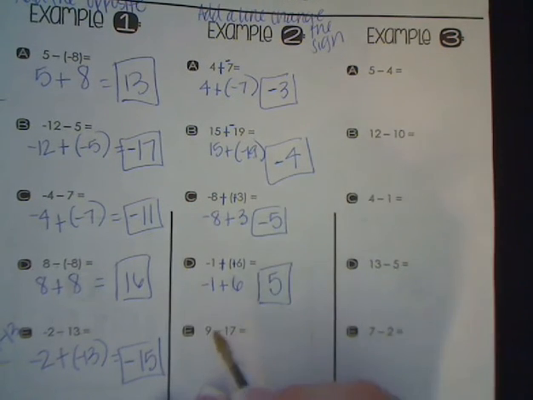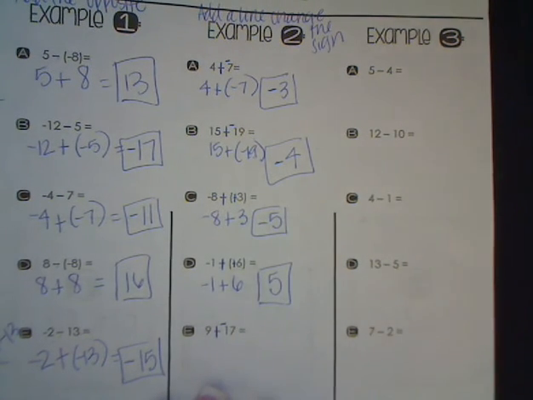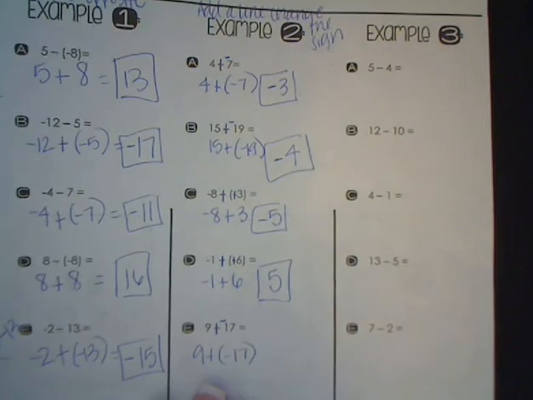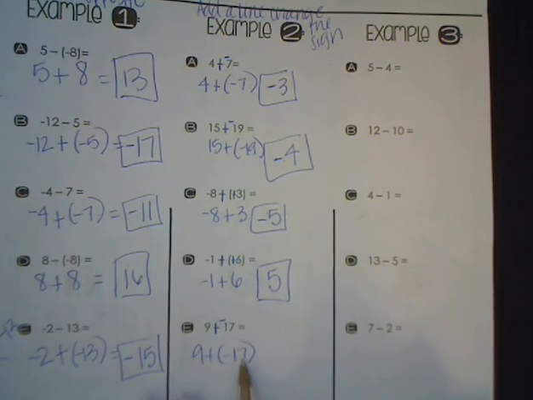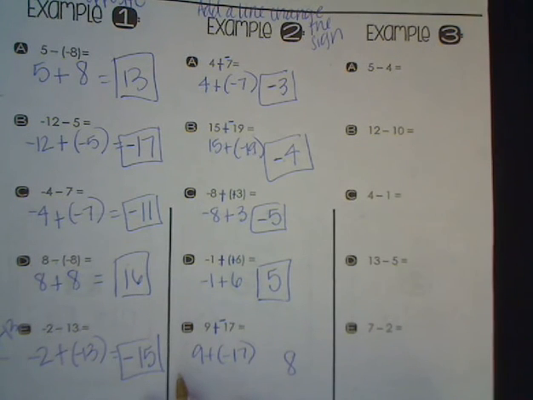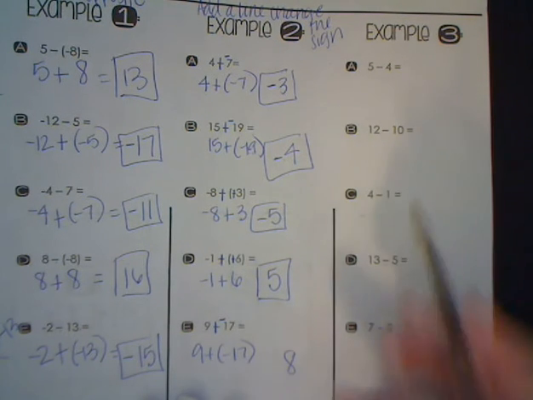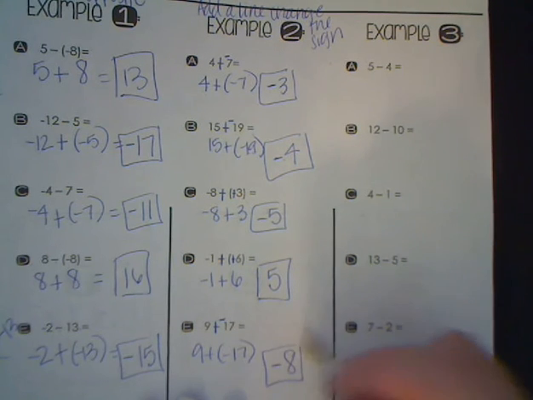Letter E, add a line, change the sign. Okay, so now I've got 9 plus negative 17. Well, my signs are different, positive and negative, so I'm going to take the difference. 17 minus 9 is 8. Now, which one has the greatest absolute value? Well, that's 9 spaces from 0, and that's 17. So this one has the greatest absolute value, and it's a negative, so my answer is going to be negative.